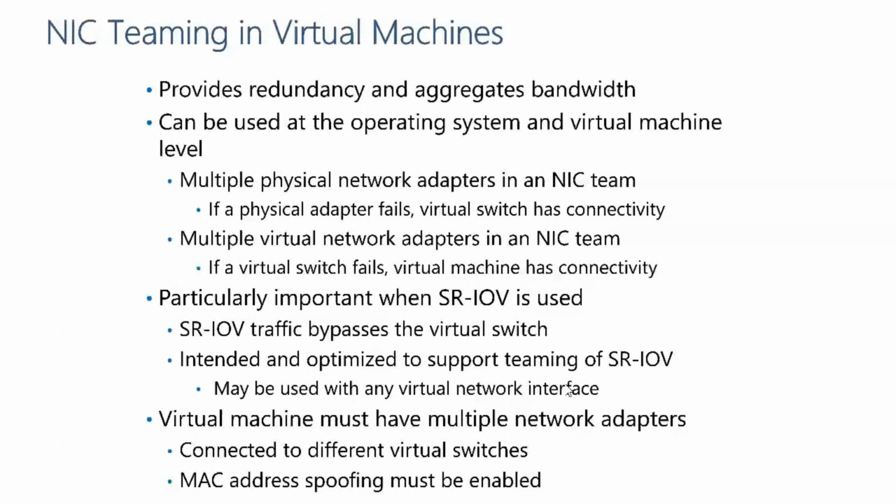Virtual machines must have multiple network adapters connected to different virtual switches, and MAC address spoofing must be enabled. Spoofing means, remember we just said the identical MACs? Now we say spoofing means identical MACs. Okay, it's not a duplicate MAC issue now, it's deliberate. So what does that mean? It means that both network cards will get the same traffic.